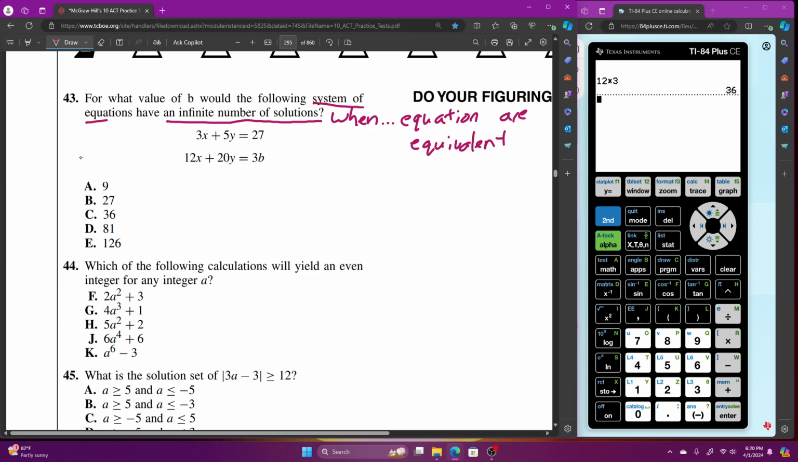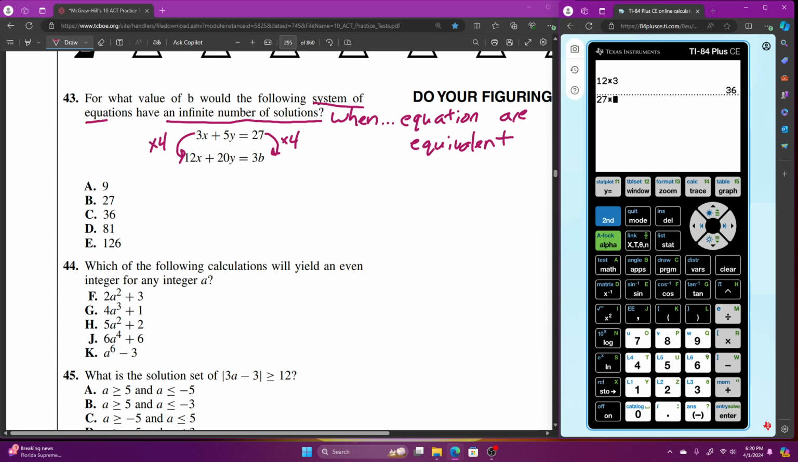And you can think of this in terms of going back to like 3rd, 4th, 5th grade. Think about equivalent fractions. How do we turn 3 to 12? 3 turns to 12 by multiplying by 4. How do you turn 5 to 20? By multiplying by 4. So we need to do what to 27? Multiply by 4. Keep it equivalent, do the same thing. 27 times 4 equals 108.